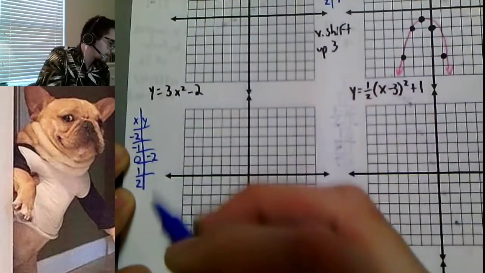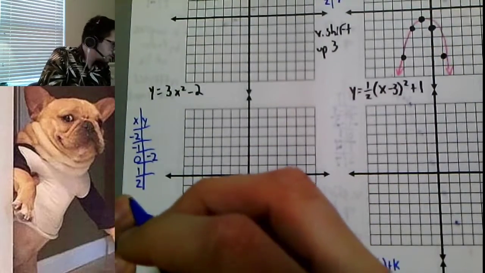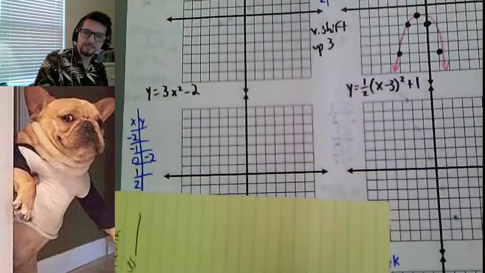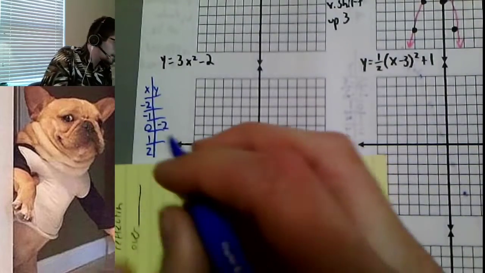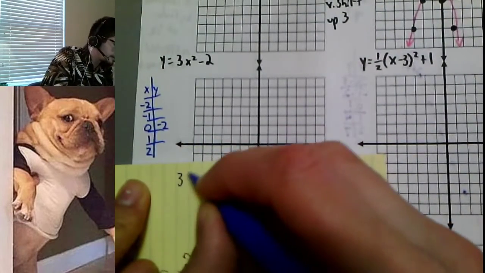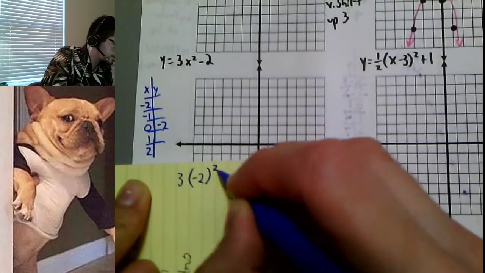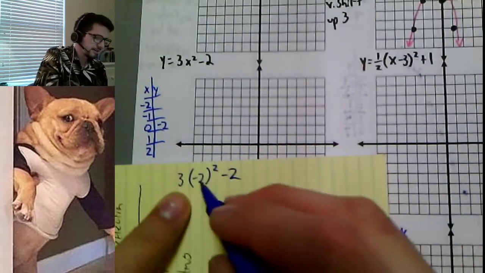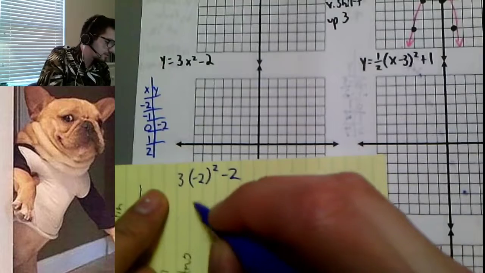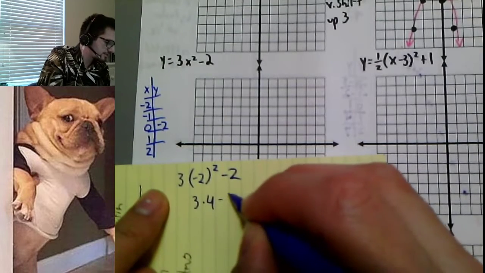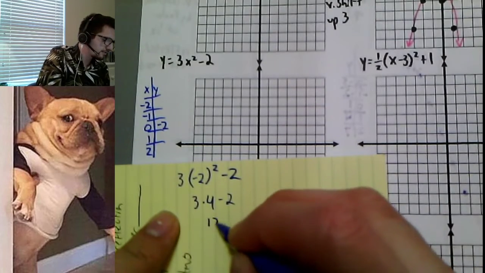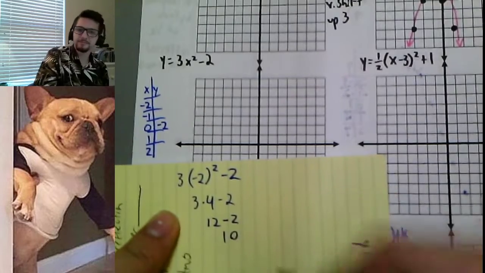So let's do it on the separate piece of paper again. If I plug in negative 2, I'd get 3 times the quantity of negative 2 squared minus 2. Negative 2 squared is 4. So I have 3 times 4 minus 2. 4 times 3 is 12. Minus 2 is 10. Great.